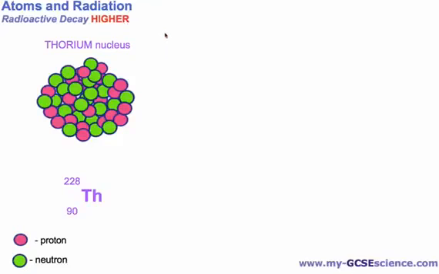Hello and welcome. For this video we are looking at atoms and radiation, in particular radioactive decay for the higher tier, and we're going to be learning how to do something called nuclear equations. Okay, now in order to work this out we're going to do this for alpha decay and for beta decay, so we're going to look at the changes in the nucleus that happen if an atom decays by alpha radiation and by beta radiation. And the first example I've got here is the nucleus of a substance called thorium.